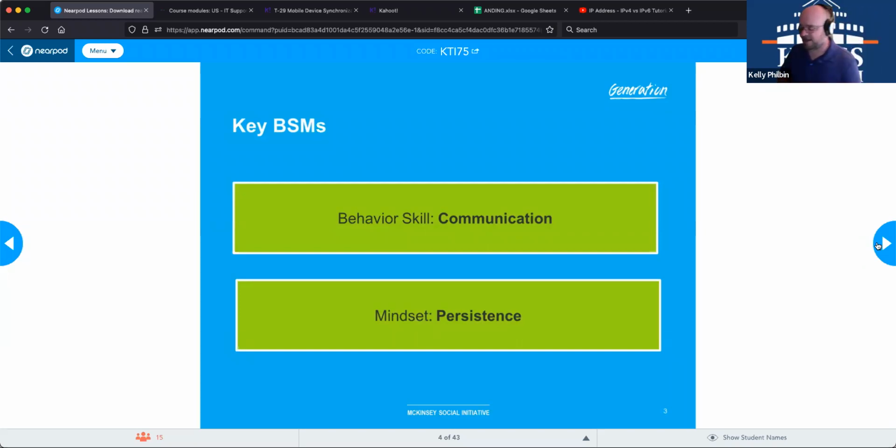BSMs we want to keep in mind: communication. As we know, IT is a team sport. Communication is key when working with our team members, handing off tickets if we're midway working through them when it's time for our shift to be over. Communicating with customers so that we understand what their needs are, and they understand the timelines and what to expect with regards to the process and working on their systems.